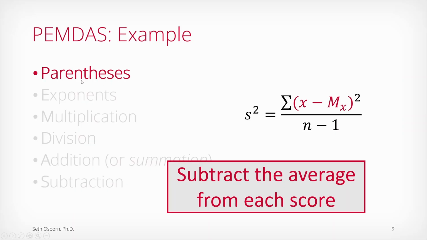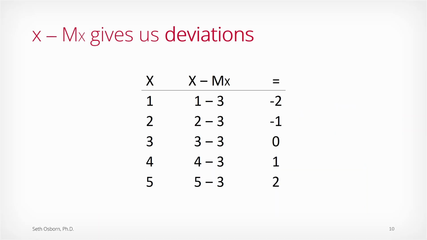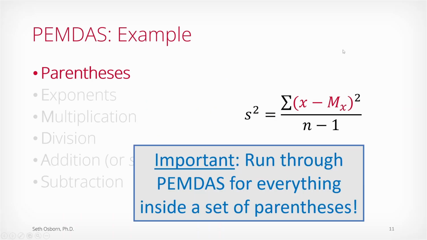So the first thing we need to deal with is parentheses. What I see in parentheses is x minus the mean of x. That's subtraction. Remember, in statistics, when you see a variable like x, that refers to a column of data. In this case, we have the numbers 1, 2, 3, 4, 5. So when we say take x and subtract the mean of x, that means subtract the mean. Well, the mean of 1, 2, 3, 4, 5 is 3. So we're saying subtract 3 from each of those values. 1 minus 3 is negative 2, 2 minus 3 is negative 1, etc. And we end up with a set of deviation scores. These are deviations from the mean. So that's our first step.